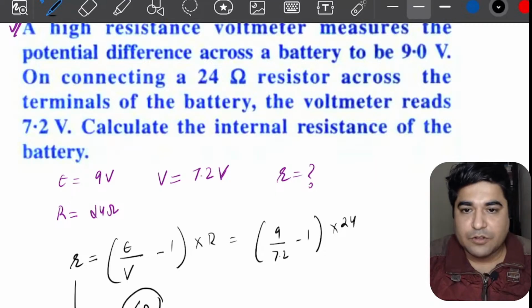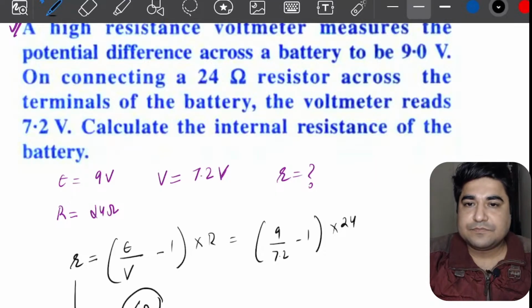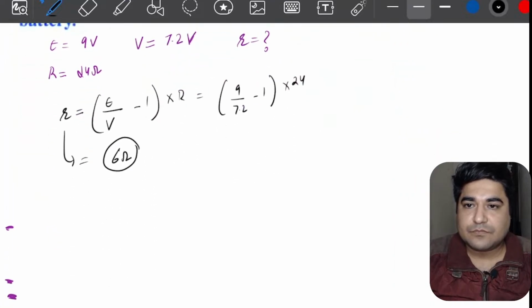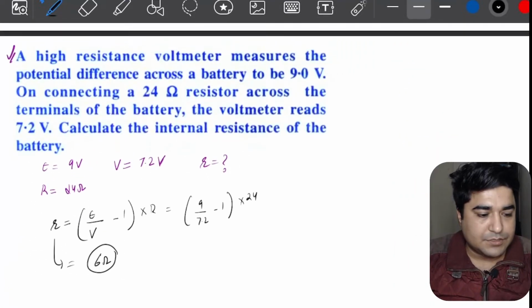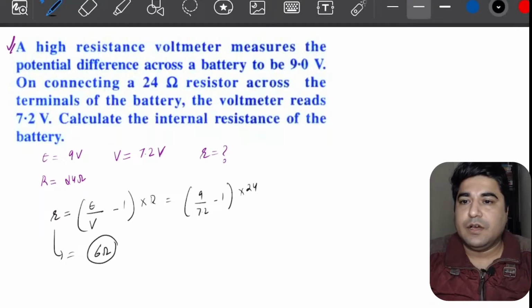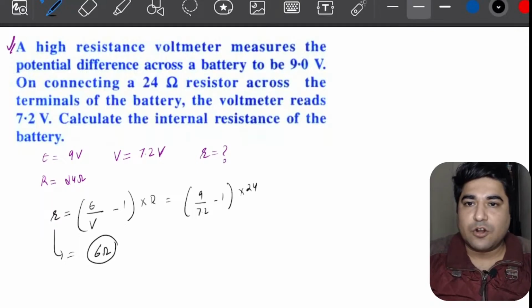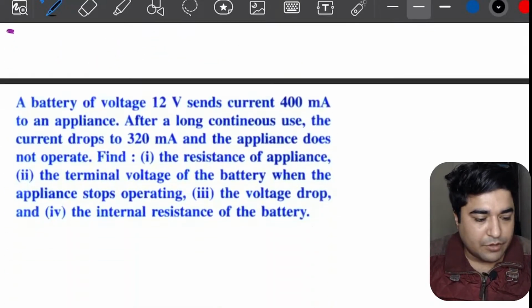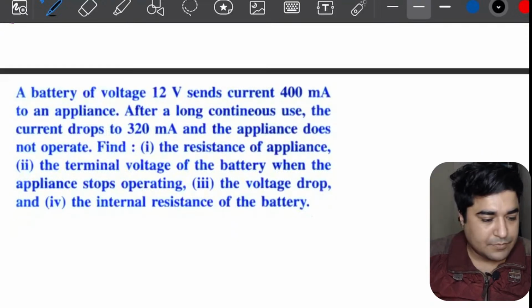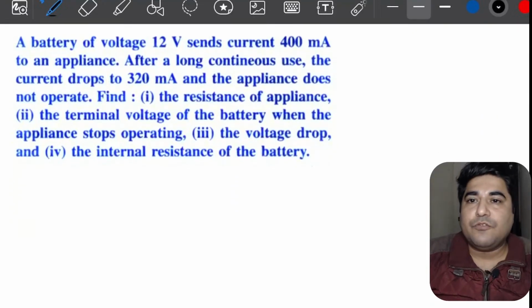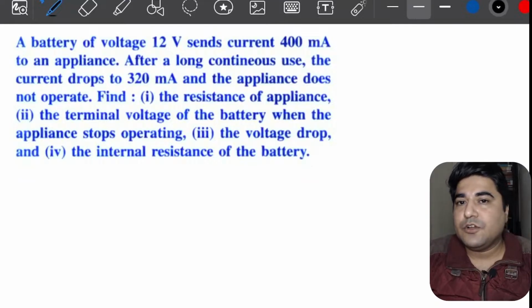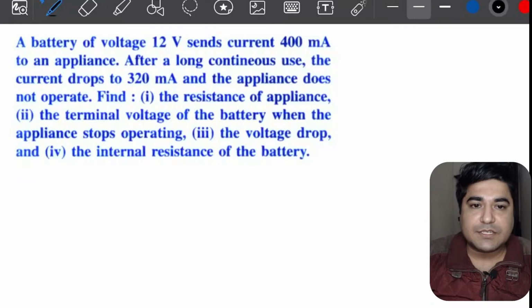Okay, now moving on to the next question. So this is how the value of internal resistance would be found. Now moving on to the next question. There is a battery of voltage 12 volts which is producing a current of 400 milliampere. We need to understand about these SI units also.